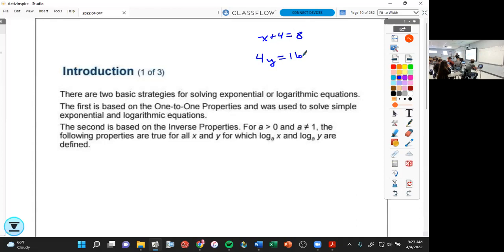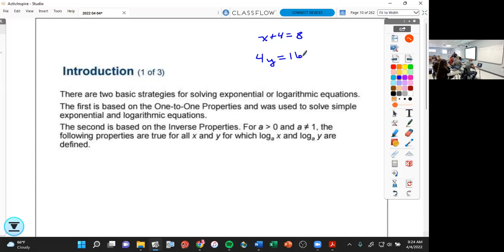Logarithms and exponentials are inverses of one another. So how do you unlog something? You make it an exponent. How do you bring an exponent down? You take the logarithm of it, okay? So it's not a big deal. Two basic strategies for solving exponential and logarithmic equations. First is based on one-to-one properties and is used to solve simple exponential and logarithmic problems. The second is based on the inverse properties.